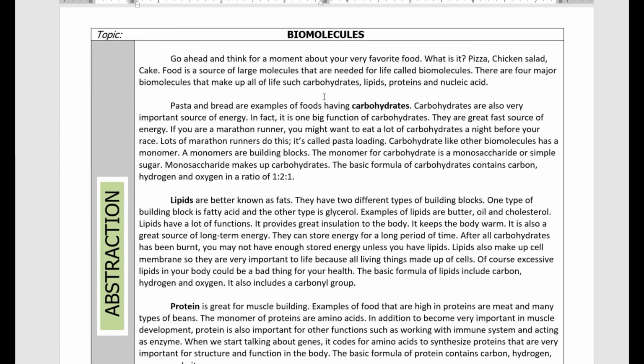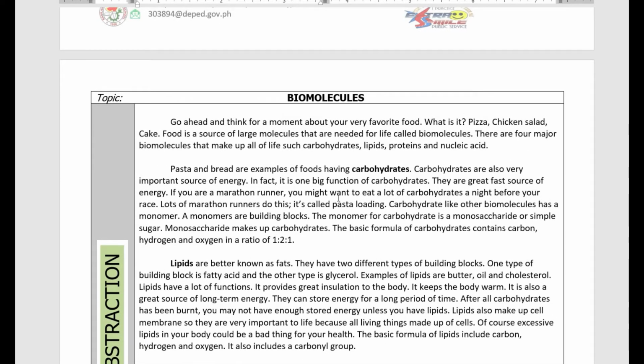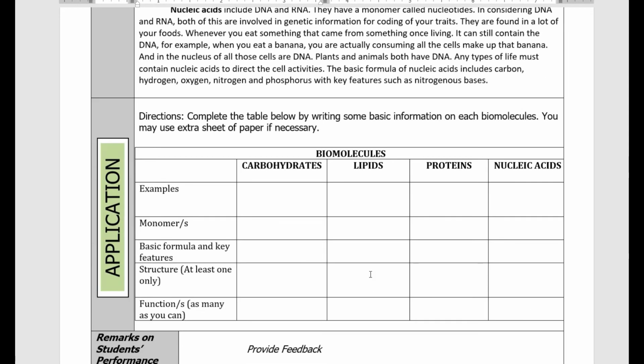Now in the abstraction, you have here carbohydrates, lipids, proteins, and nucleic acid. This is just a simple description of the 4 essential biomolecules. Monomer is mentioned here. Some functions, basic formula, as well as some examples are also mentioned. So you have to read and understand carefully because this will also answer the application here. Now, in this application, you just have to complete the table by writing some basic information on each biomolecule. You may use an extra sheet of paper if necessary.